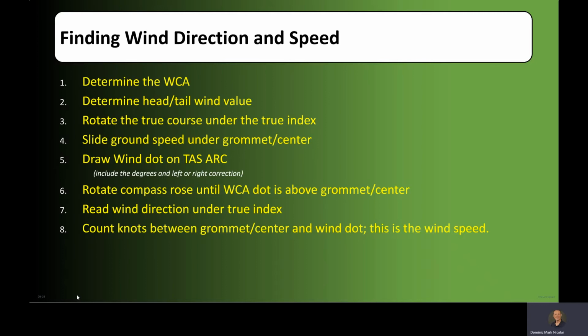So if you have a list of instructions on the wind side of your flight computer, we're effectively working backwards on here. You always spun your compass rose twice. The second time you spun it, it was true course. So we place true course under the true index. Then we always read the ground speed under that center hole, center grommet position. So we're going to slide until we're under that grommet position.